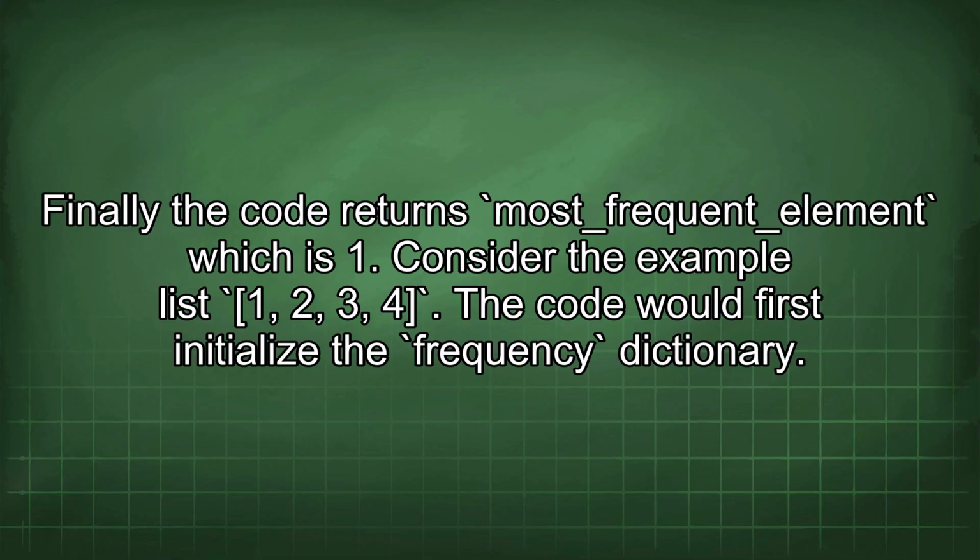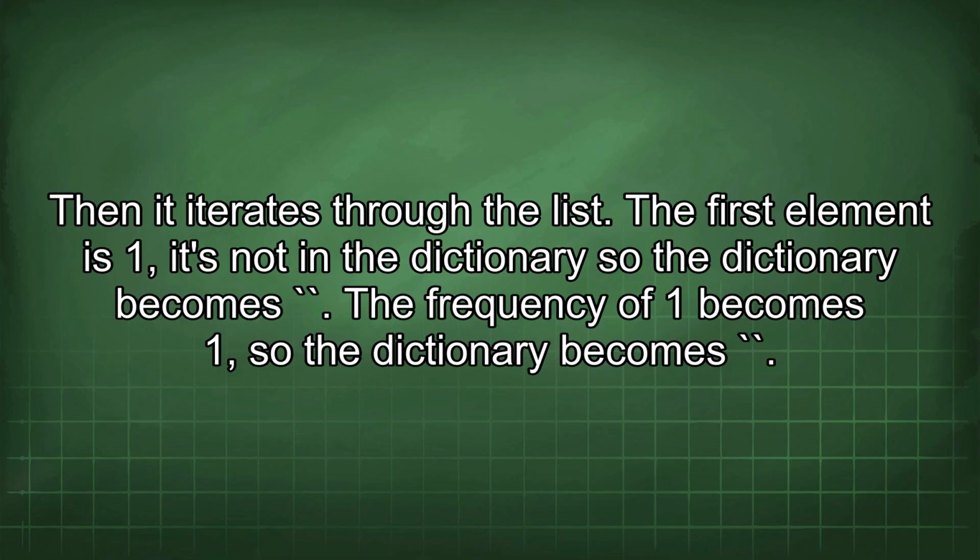Consider the example list 1, 2, 3, 4. The code would first initialize the frequency dictionary. Then it iterates through the list. The first element is 1. It's not in the dictionary, so the dictionary becomes {1: 0}. The frequency of 1 becomes 1, so the dictionary becomes {1: 1}.